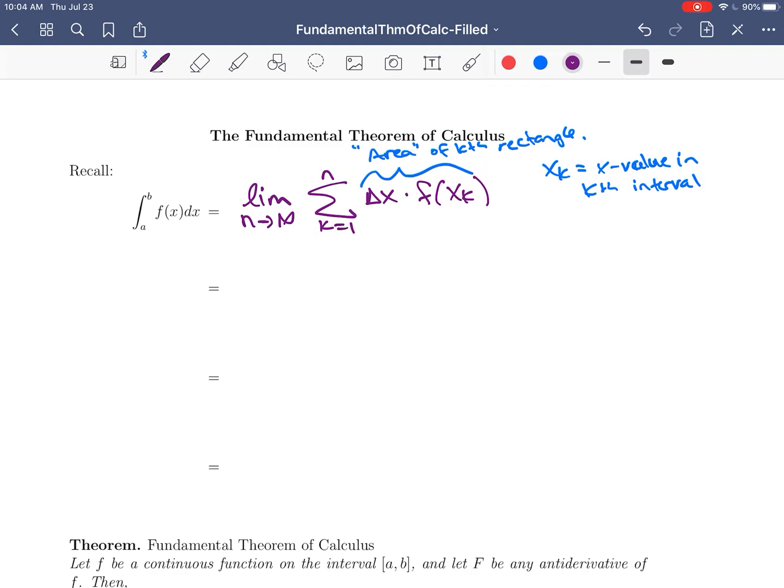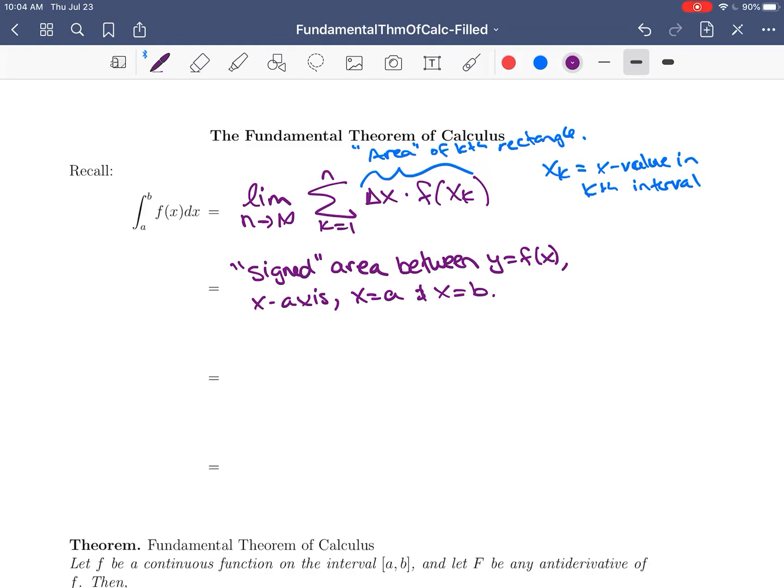Okay, so then we also think of this as signed area between y equals f of x, the x-axis, the vertical line x equals a, and the vertical line x equals b. Okay, so signed area, because if f of x is negative, then those rectangle areas are going to be negative.